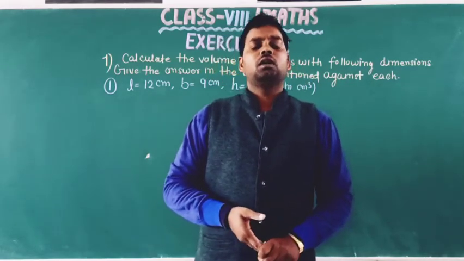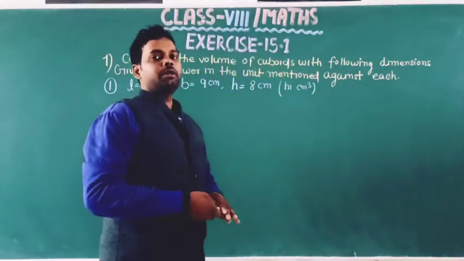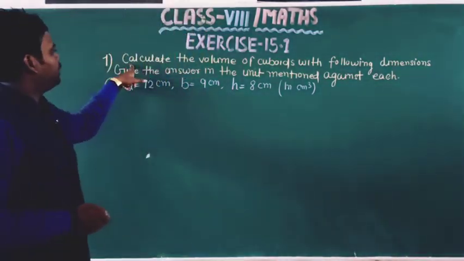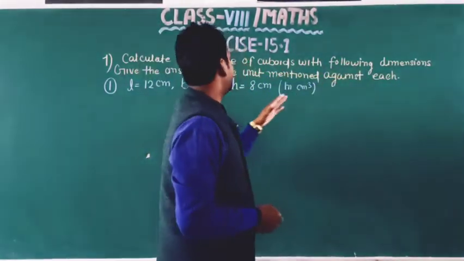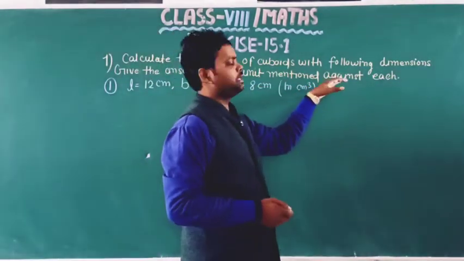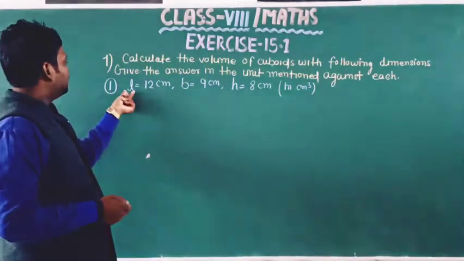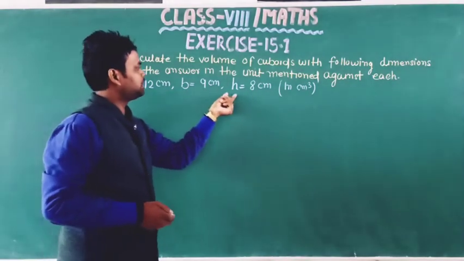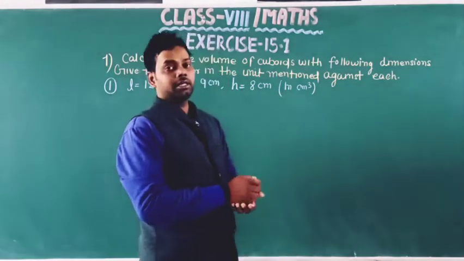So in this video I will solve exercise 15.1 starting from question number 1. The first question is: calculate the volume of cuboid with following dimensions. Give the answer in the unit mentioned against each. The first part is the measurement. Length is given 12 cm, breadth is given 9 cm, height is 8 cm, and we have to find volume of cuboid in centimeter cube.